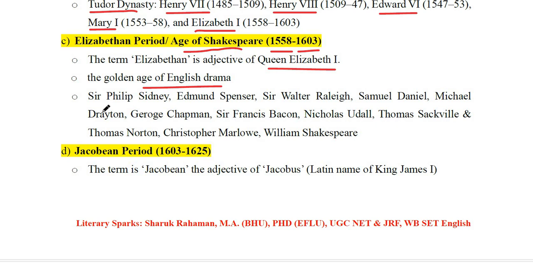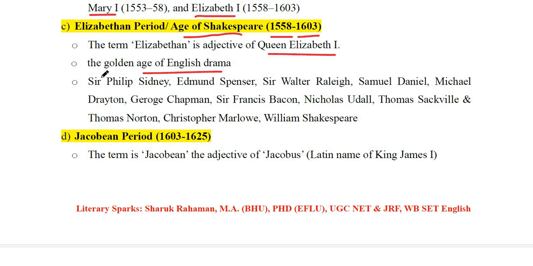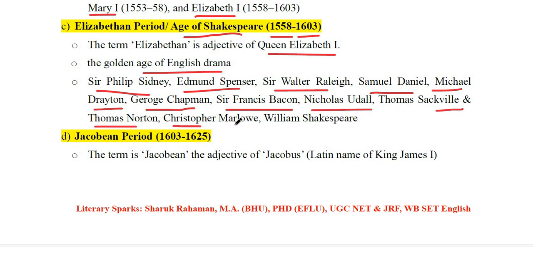The major writers of the Elizabethan period we have are Sir Philip Sidney, Edmund Spenser, Sir Walter Raleigh, Samuel Daniel, Michael Drayton, George Chapman, Sir Francis Bacon, Nicholas Udall, Thomas Sackville and Thomas Norton, Christopher Marlowe, and obviously William Shakespeare.